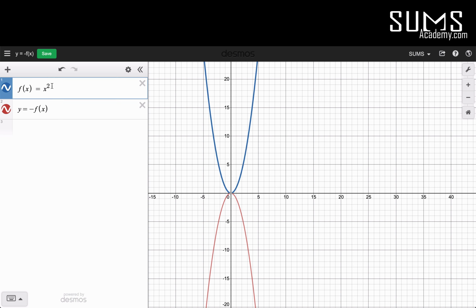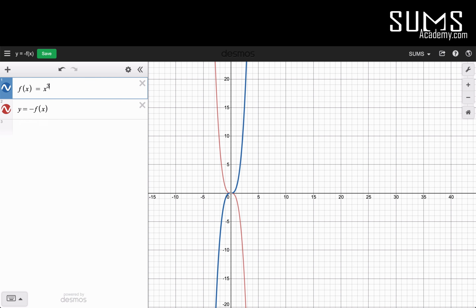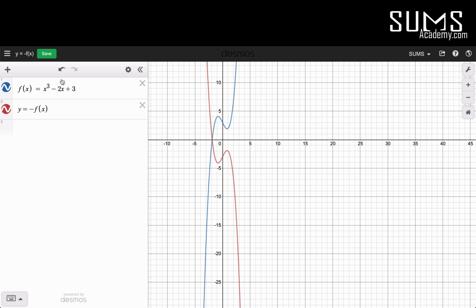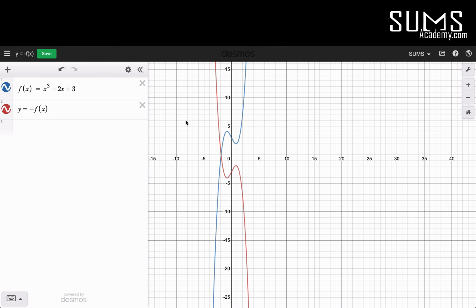Again, this works for all different types of graphs, like minus 2x plus 3. You can have as many complicated ones as you want, but the thing to note is that this red graph is the mirror reflection of this blue graph here.